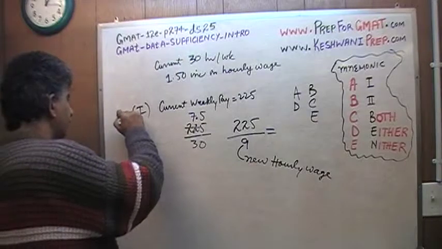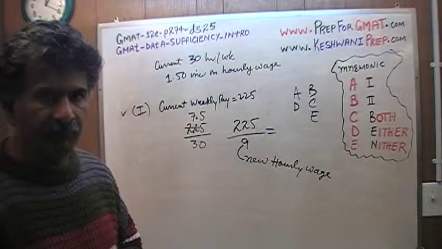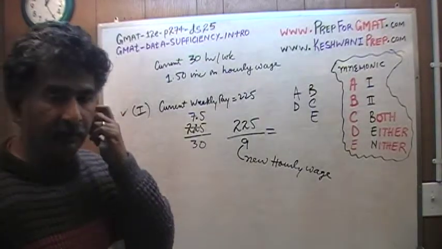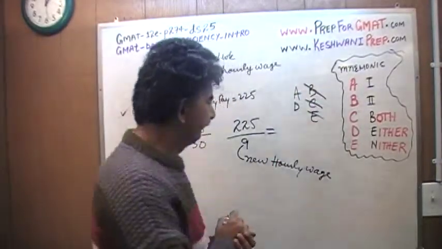So the first statement's information by itself is enough. If the information in the first statement by itself is enough to answer the question, that tells us that the answer cannot be B, C, or E.